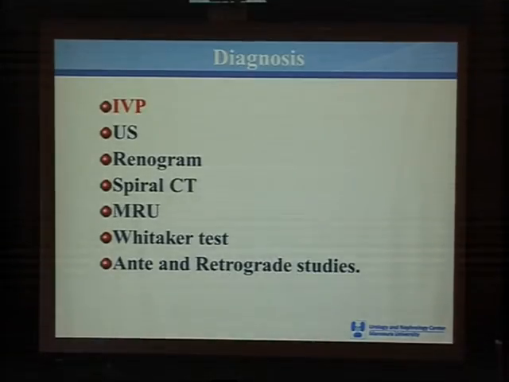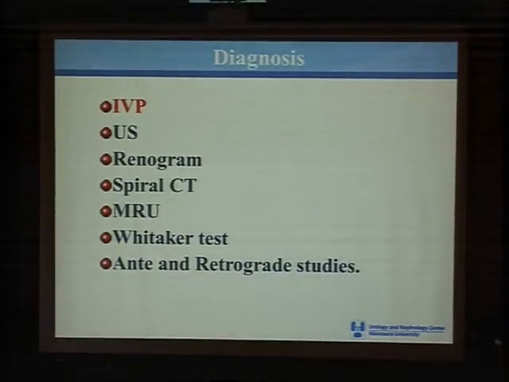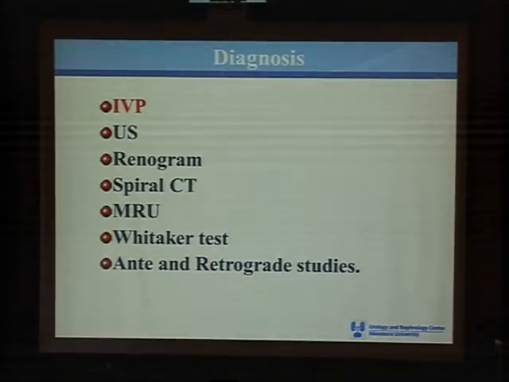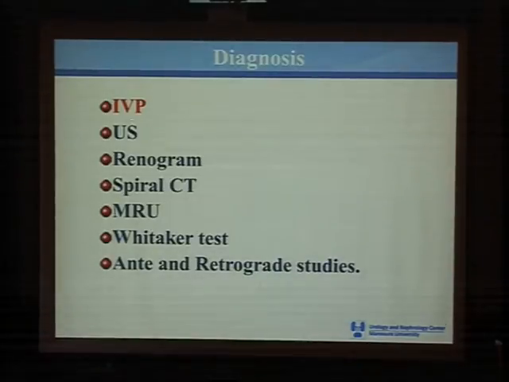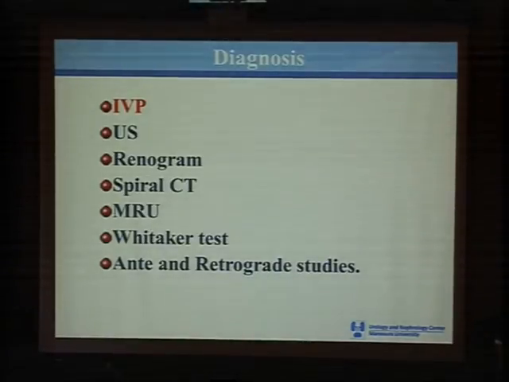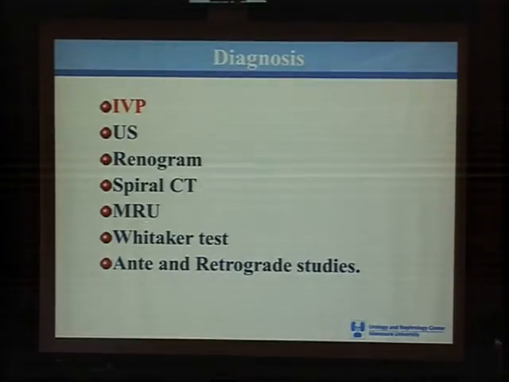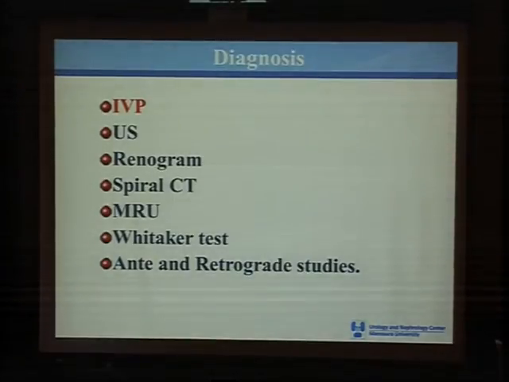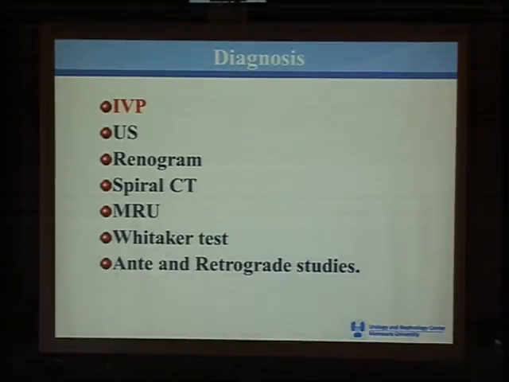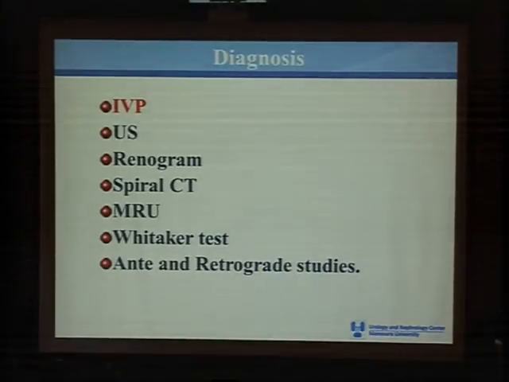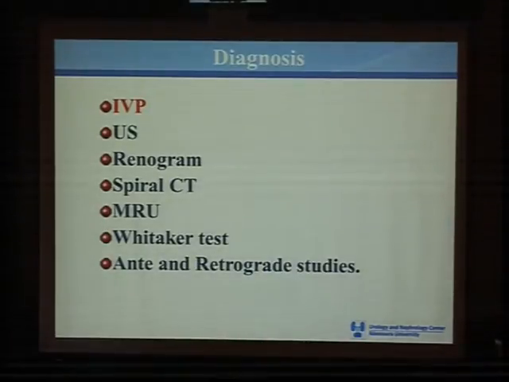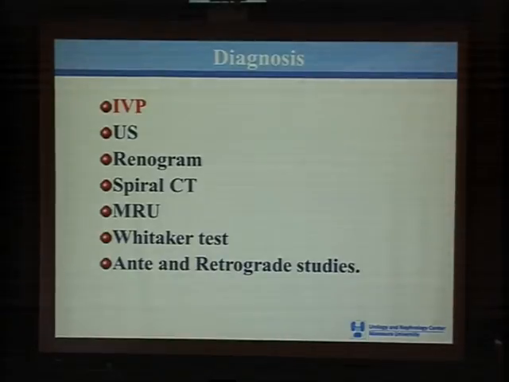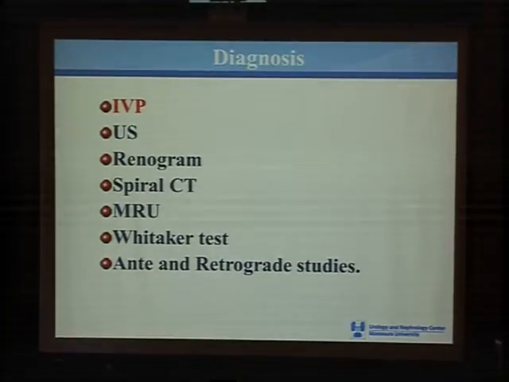These are the items of radiological diagnosis of upper urinary tract obstruction: IVP, ultrasound, renogram, spiral CT, magnetic resonance urography, Whitaker test, antegrade and retrograde studies, and we are going to go through these items in some detail. Starting with the IVP.